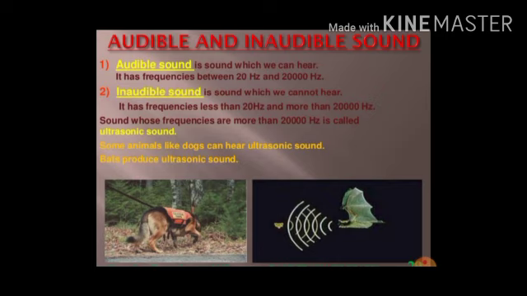Sound frequencies which are more than 20,000 Hz are called ultrasonic sounds, and the sound frequencies which are less than 20 Hz are called infrasonic sounds. Some animals like dogs can hear ultrasounds. Bats can also produce ultrasounds. We'll see the applications later.